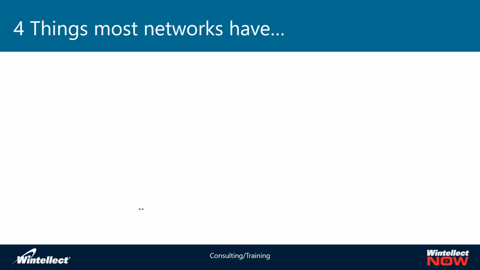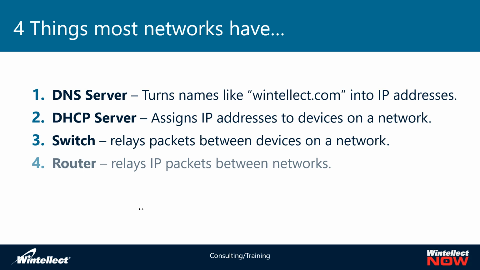So what are the 4 things that every network must have? And these are all provided by Azure VNets. We looked at routers already, through route tables. Every network is going to have a switch. You don't have to worry about that on Azure. You have a DHCP server and you have a DNS server.